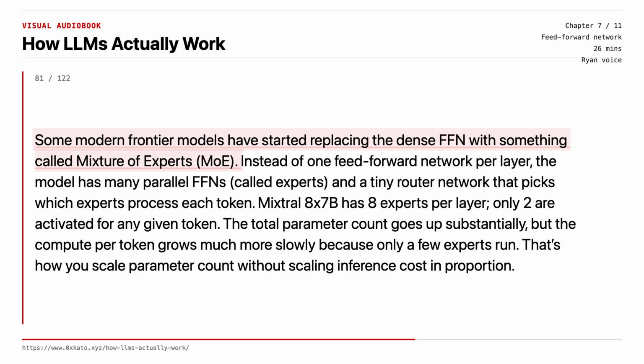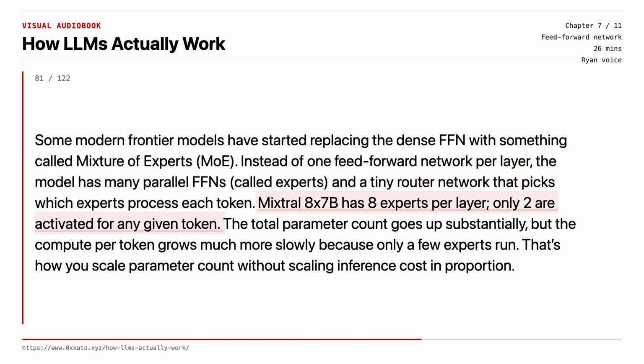Some modern frontier models have started replacing the dense FFN with something called Mixture of Experts, MoE. Instead of one feed-forward network per layer, the model has many parallel FFNs, called experts, and a tiny router network that picks which experts process each token.